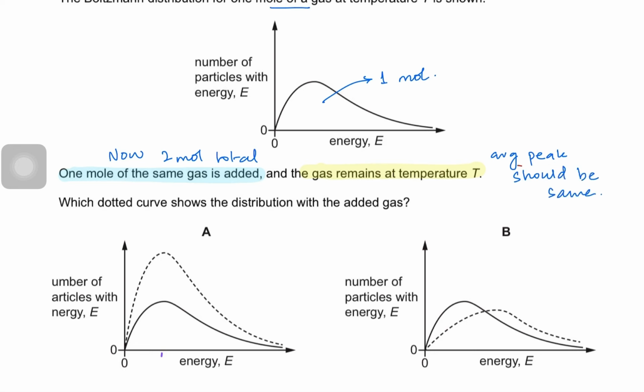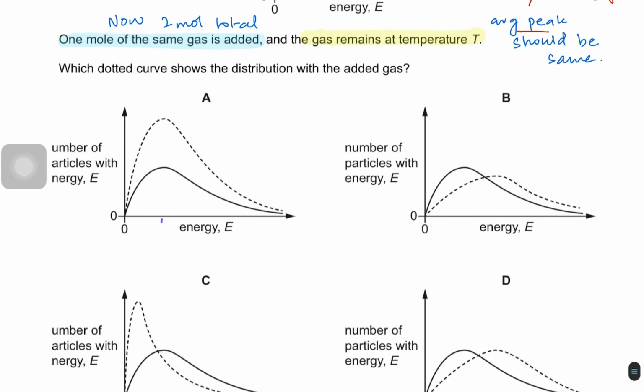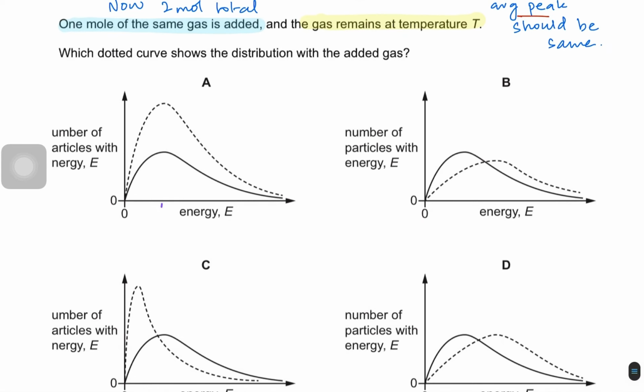So the average peak was the most probable energy. It's going to remain the same. So let's look at options where the most probable or most average energy remains the same. Option B is categorically wrong because the graph is tilted towards the right.